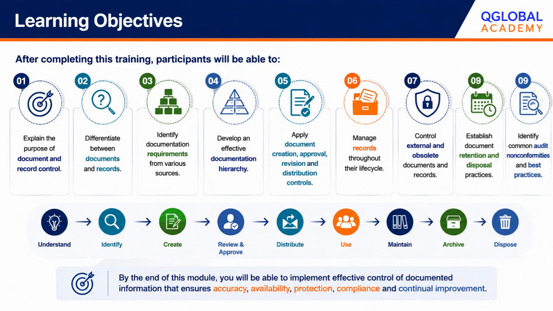The course will then explain where documentation requirements come from. These may originate from standards, regulations, customers, or the organization itself. The documentation hierarchy will also be introduced. This helps organize information from policies down to forms and records. The document lifecycle will be covered, including creation, review, approval, revision, and distribution. Record management will also be discussed. This includes storage, protection, retrieval, retention, and disposal. External documents and obsolete information will be covered to ensure only current information is used. Finally, common audit findings and best practices will be discussed to help strengthen the document control system.